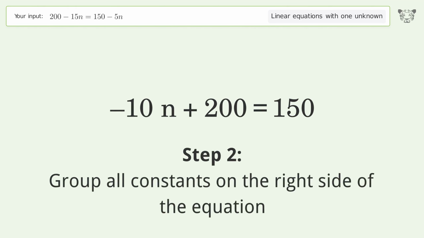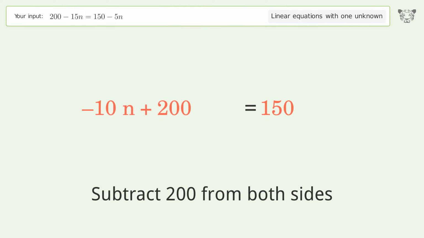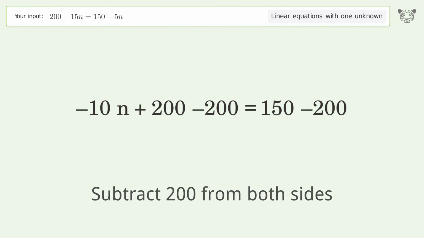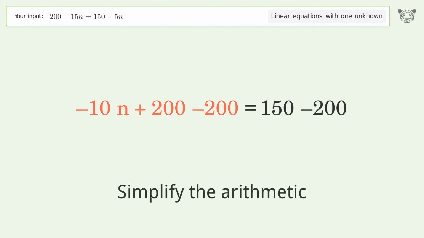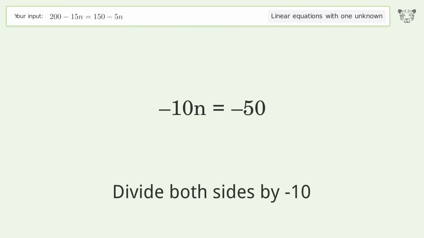Group all constants on the right side of the equation. Subtract 200 from both sides. Simplify the arithmetic. Isolate the n. Divide both sides by -10.